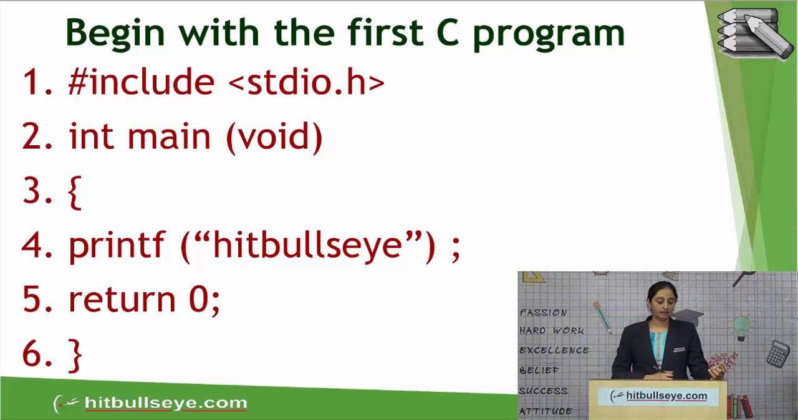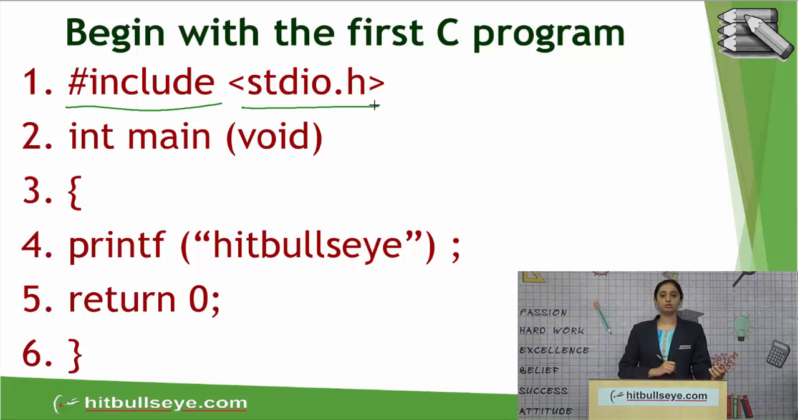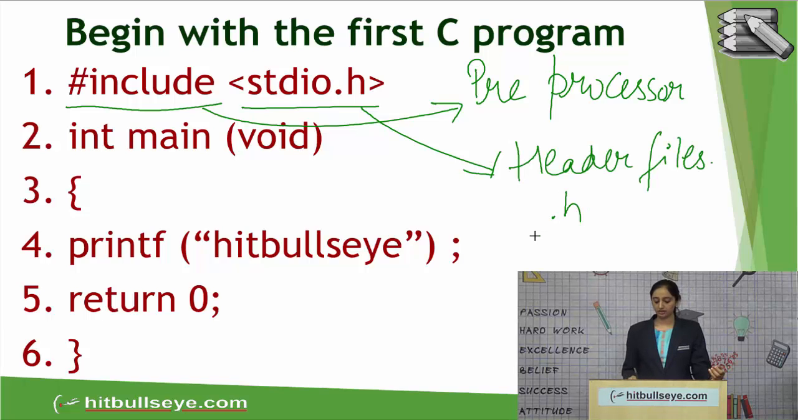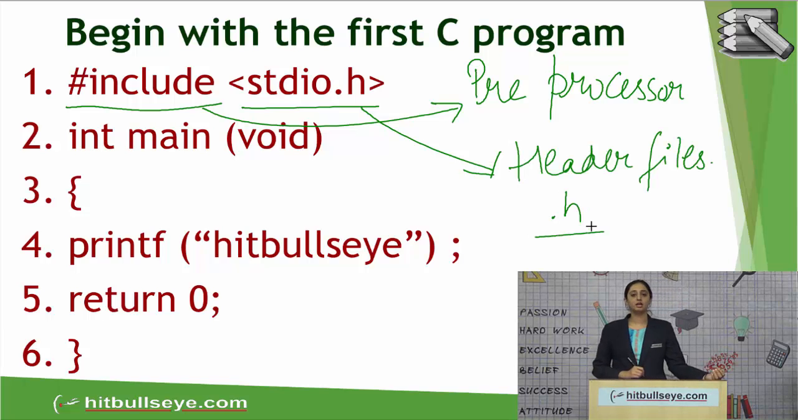Now we can see that there are 6 lines of code which are used to print Hitbullseye on the output screen. So the first line is divided into two parts, hash include and stdio.h. Hash include is called a preprocessor, whereas this is called a header file. The .h extension shows that it is a header file.